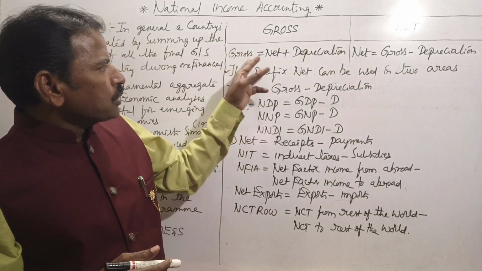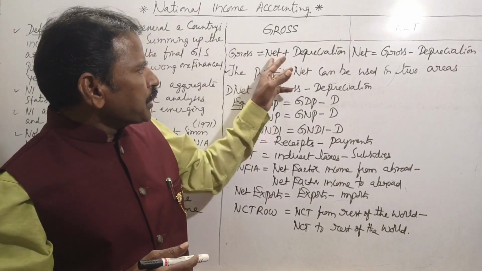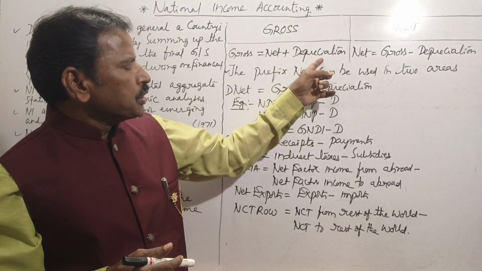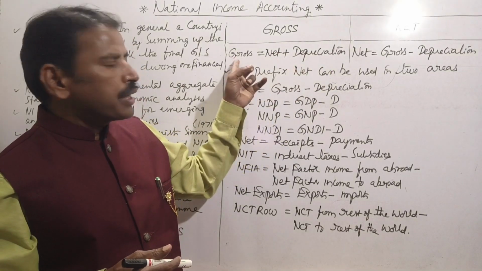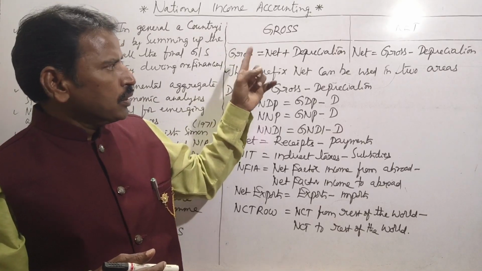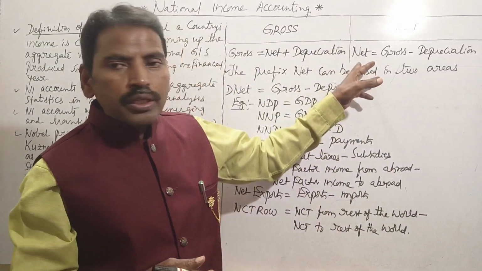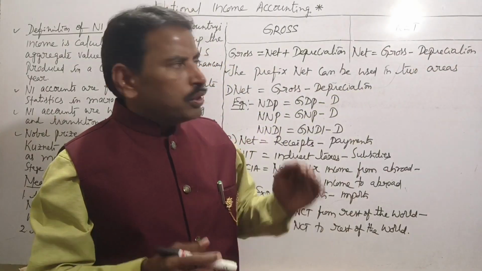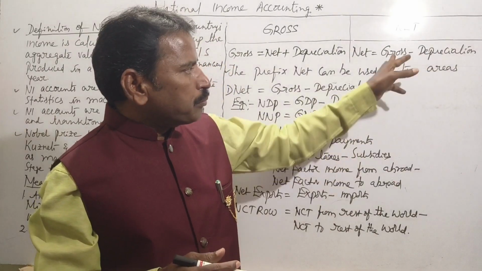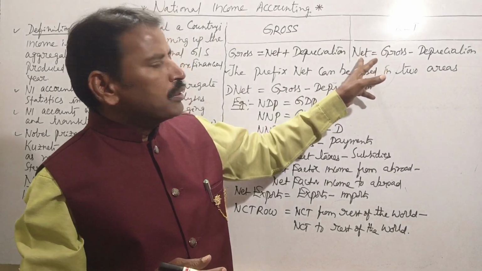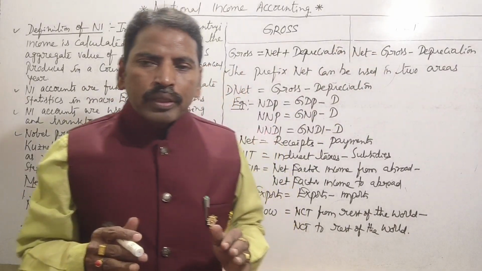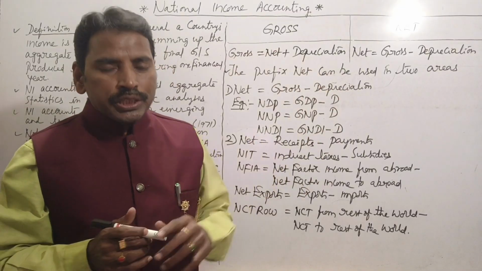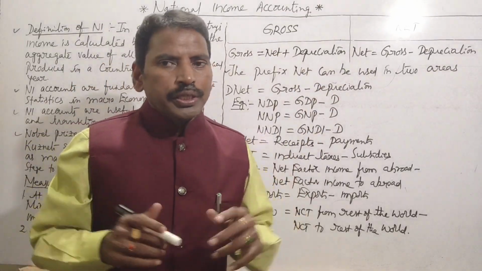So gross is equal to net plus depreciation. We add depreciation to net, then we get gross. On the other side, net is equal to gross minus depreciation. We subtract depreciation from the gross, then we get net. So the difference between gross and net is depreciation, the consumption of fixed capital.